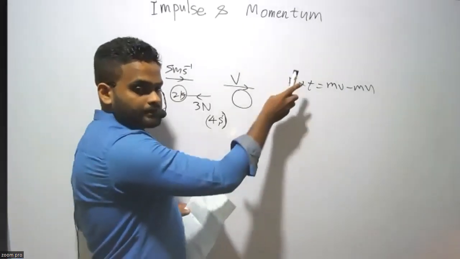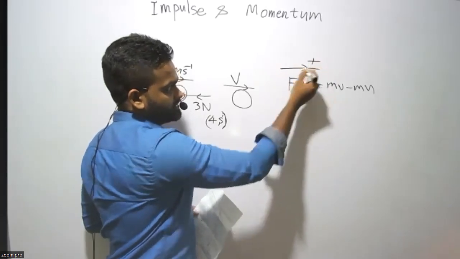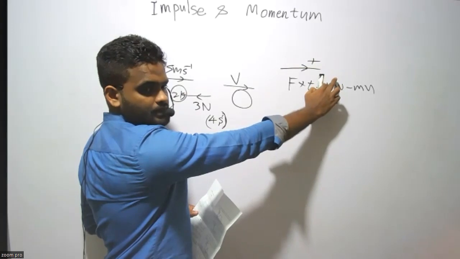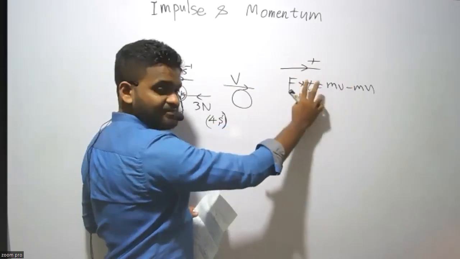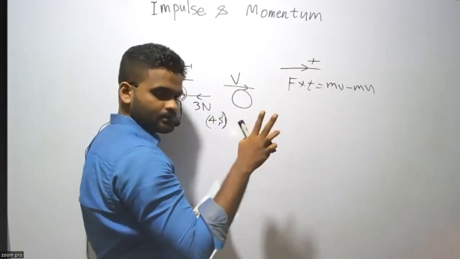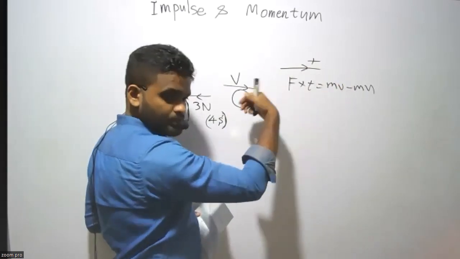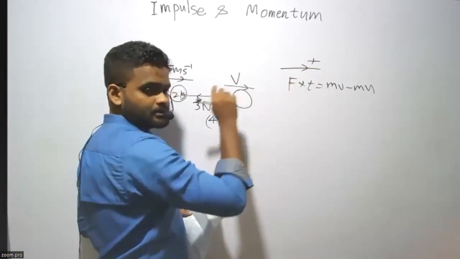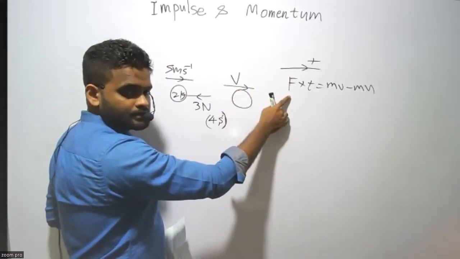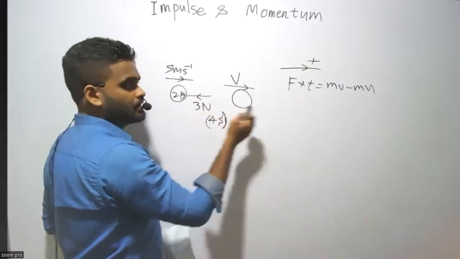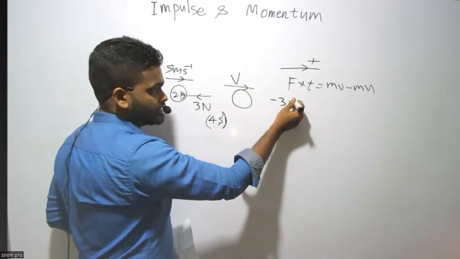Right. So this equation I'm going to use. I'm taking this direction to be the positive direction. If this is the positive direction, any vector in the opposite direction is negative, right? You have to substitute those vectors as negative vectors. Here, what's the direction of force? The direction of force is the opposite direction, right? So you have to substitute it as minus 3. Minus 3 times time.